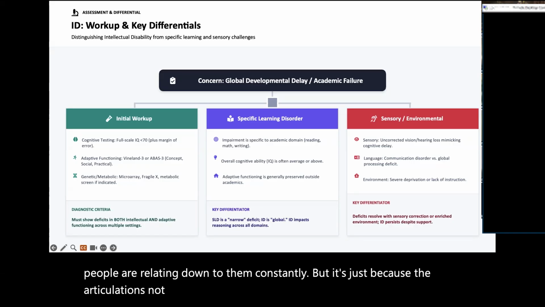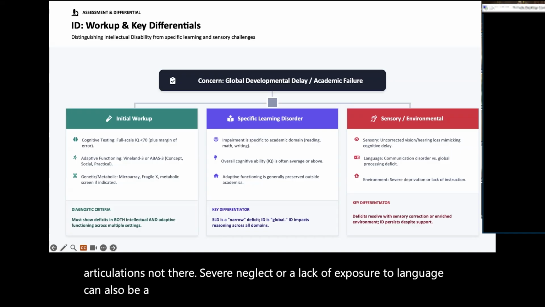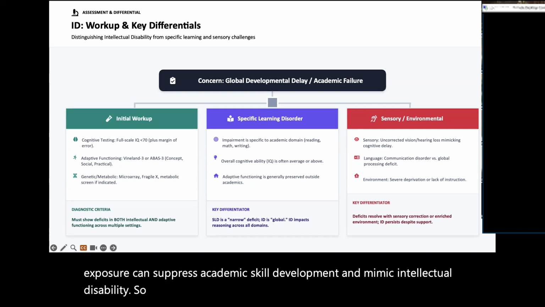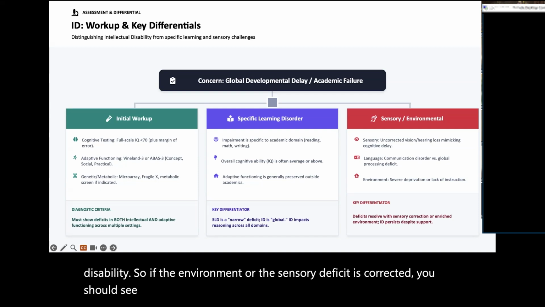Severe neglect or a lack of exposure to language can also be a factor. So a lack of exposure to books and structured learning can suppress academic skill development and mimic intellectual disability. If the environment or the sensory deficit is corrected, you should see the functioning improve.